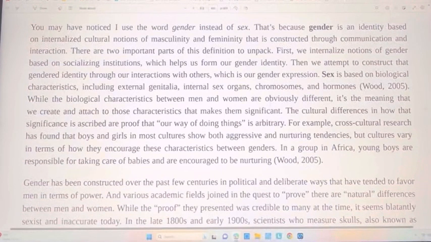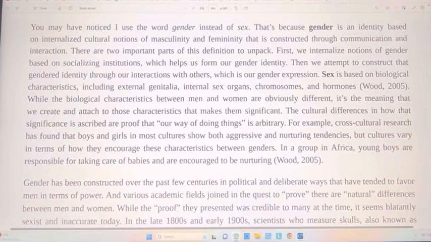First, we internalize notions of gender based on socializing institutions, which helps us form our gender identity. Then, we attempt to construct that gendered identity through our interactions with others, which is our gender expression. Sex is based on biological characteristics, including external genitalia, internal sex organs, chromosomes, and hormones.